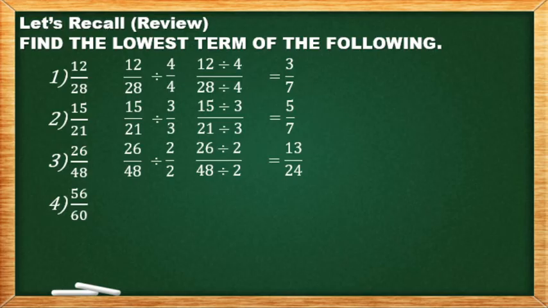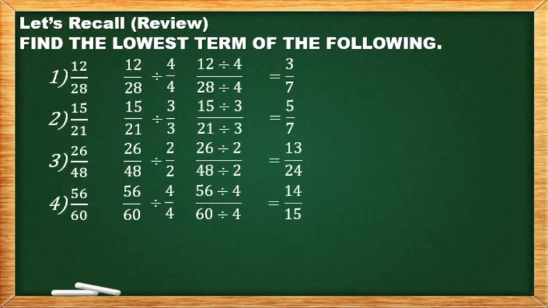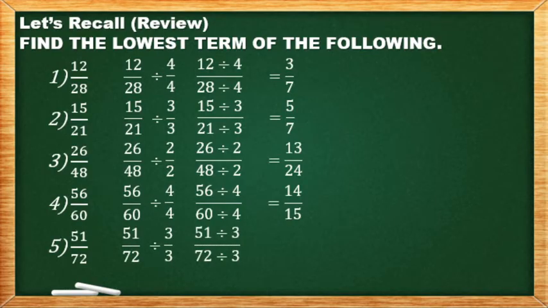And number 4, 56 over 60. Their GCF is what? Yes, 4. So 56 divided by 4 is equal to 14. And 60 divided by 4 is equal to 15. And last one, 51 and 72. So their GCF is 3. Divide natin both sides by 3. So 17 over 24.